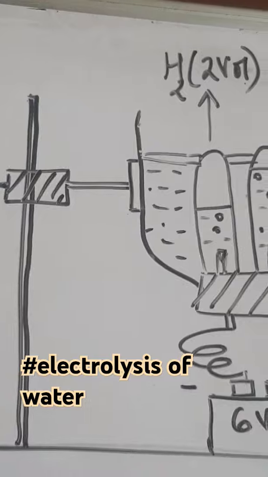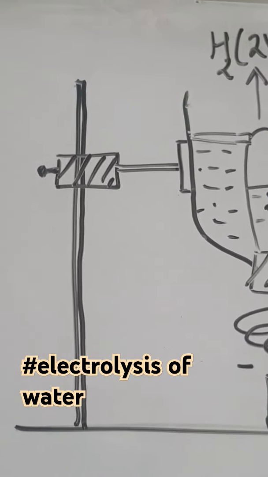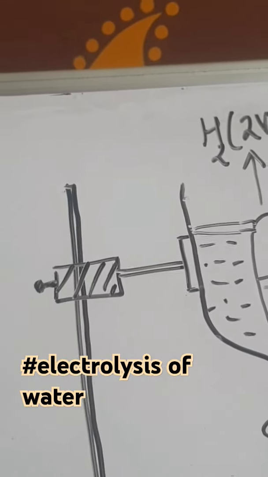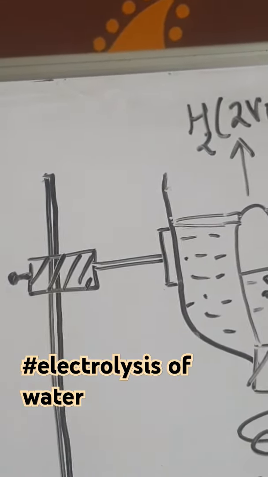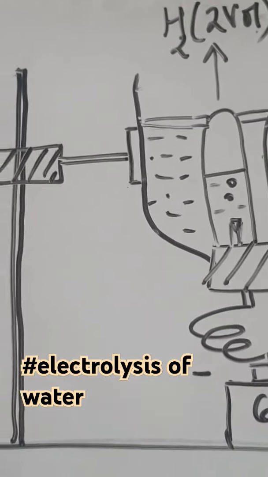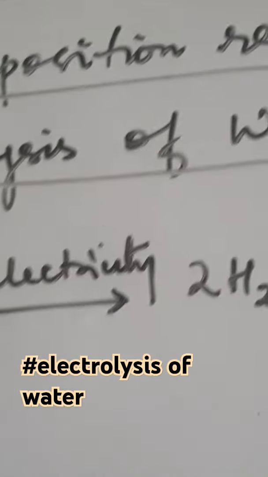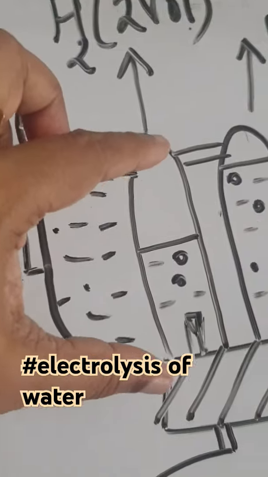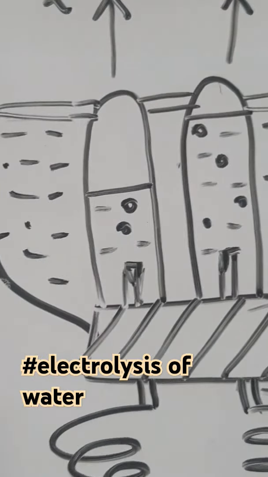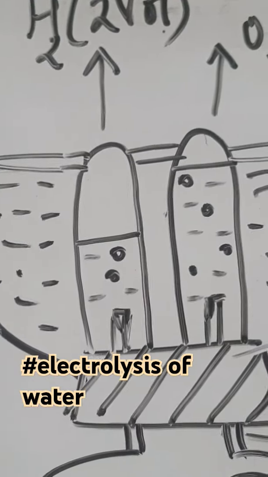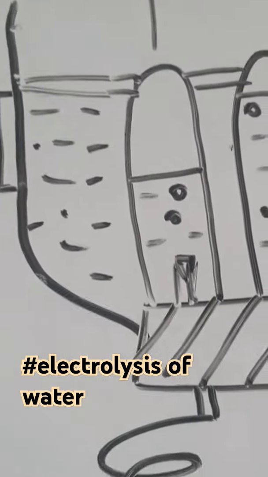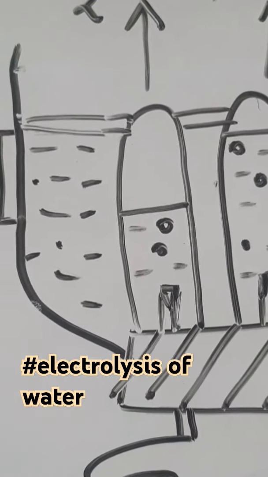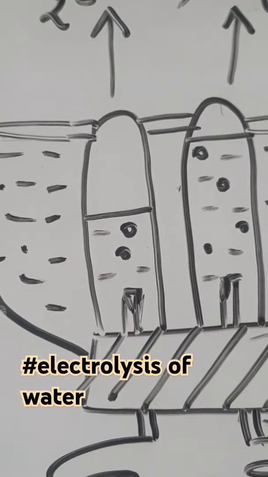Okay, so this is the experimental diagram which we have drawn in 2D. So how will you check whether the gas collected in one test tube is hydrogen and the other is oxygen? What you have to do is bring a burning splinter, a burning candle, near the mouth of both the test tubes. If it burns with a pop sound, that means it is hydrogen, and the other one will be oxygen.